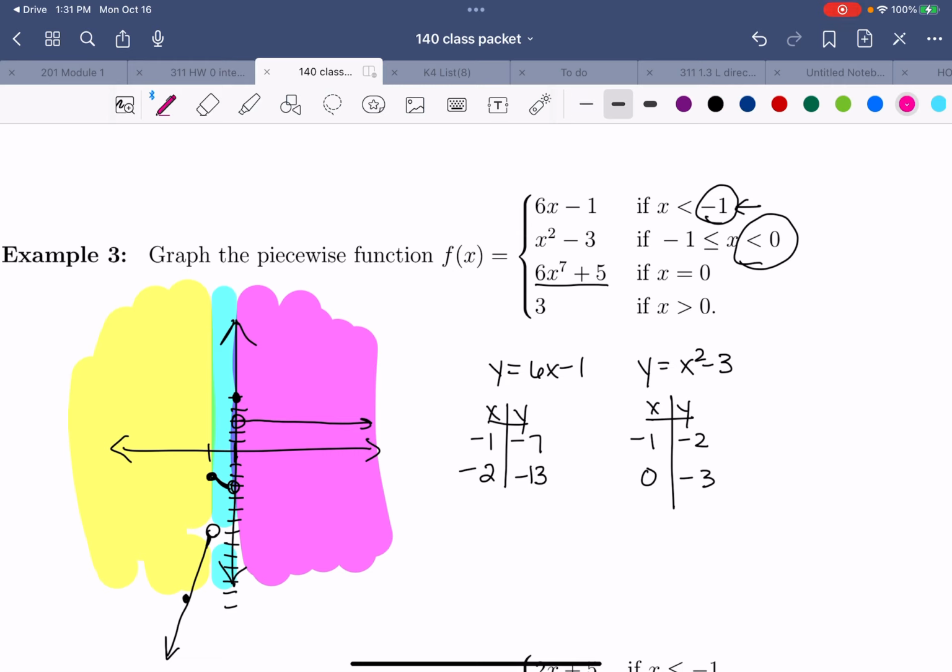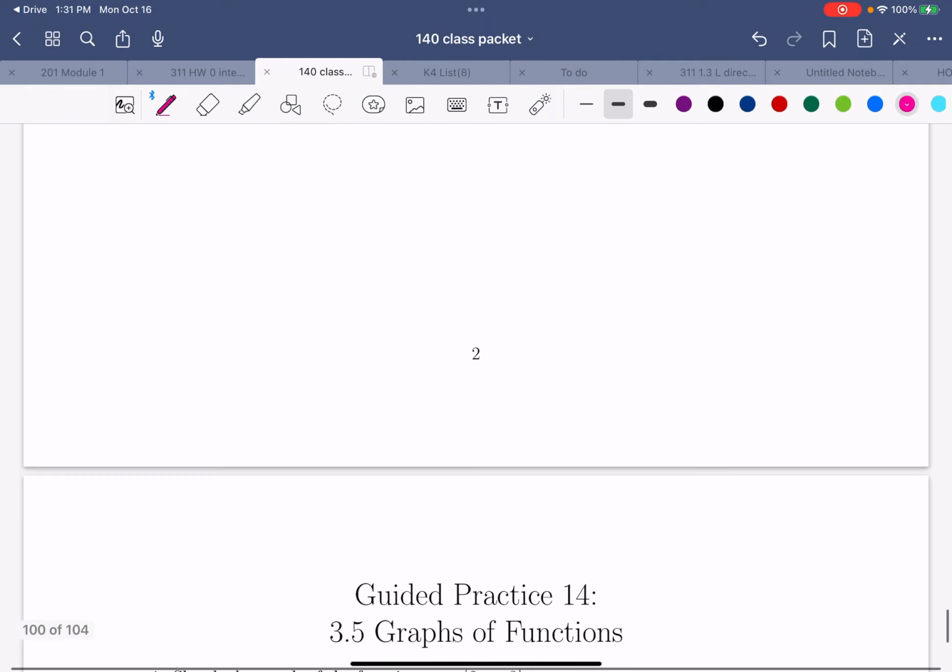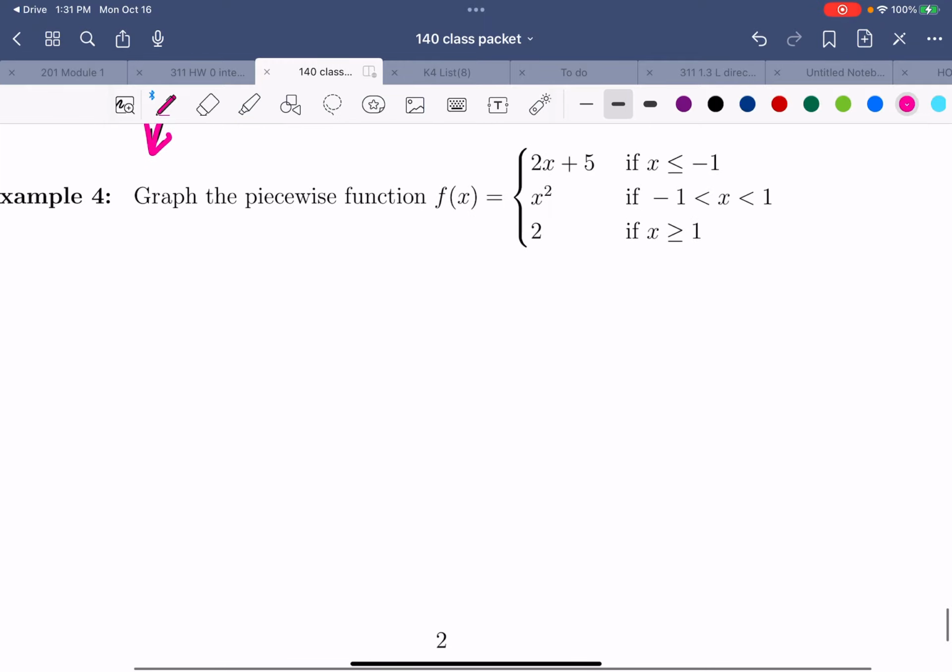but let me kind of highlight it a little bit better for you. So we've got an open circle here and down this way. Closed circle here, open circle, closed circle, open circle, graph, right? So 4 different pieces. And let me show you one more of those. This one has 3 pieces.